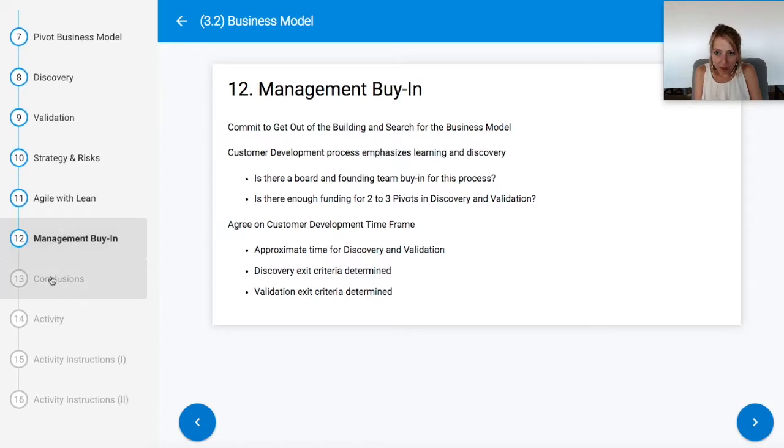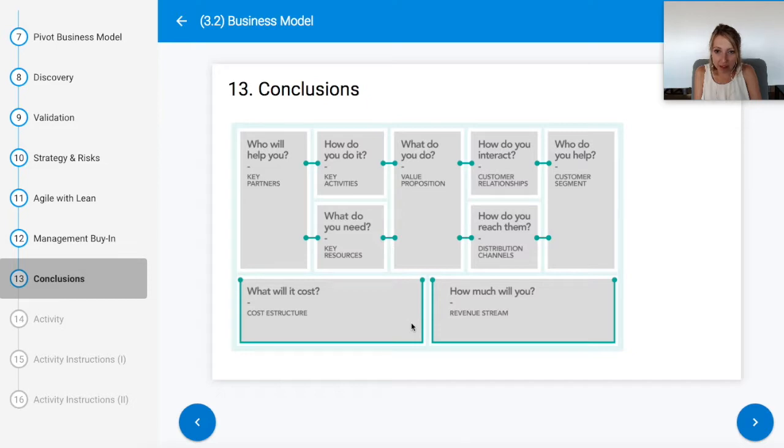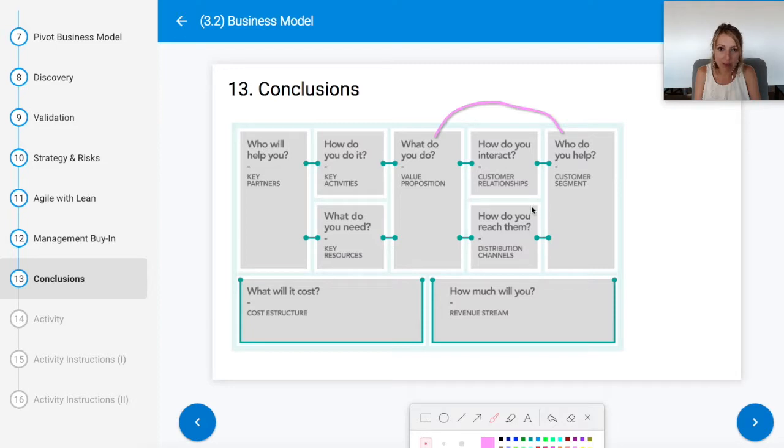Okay, to conclude this class on the business model, we have to start with these two parts. They're very important: the customer statement, who do you help, and what do you do, the value proposition. Okay, we have to connect these two. The first thing is to connect these two parts first.